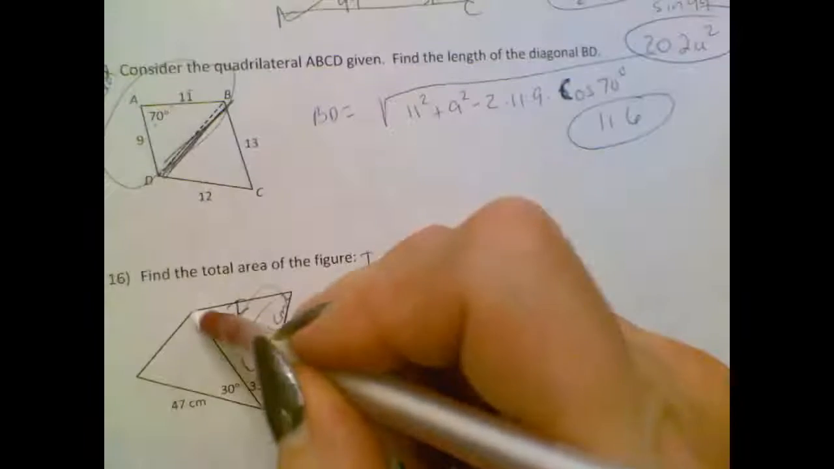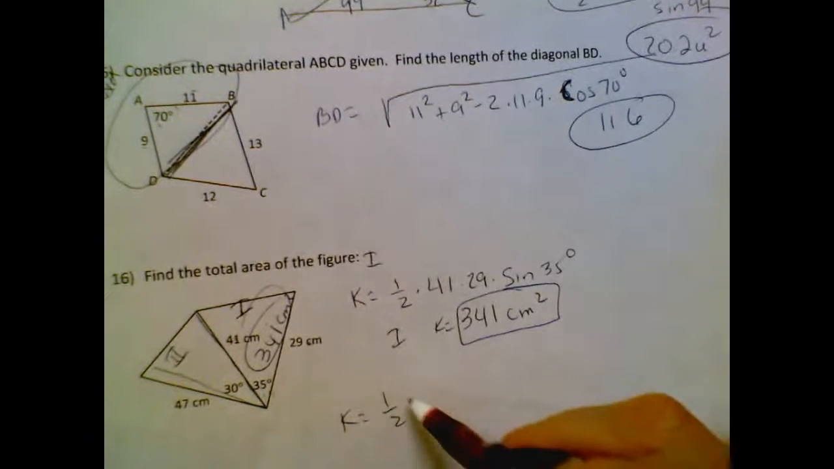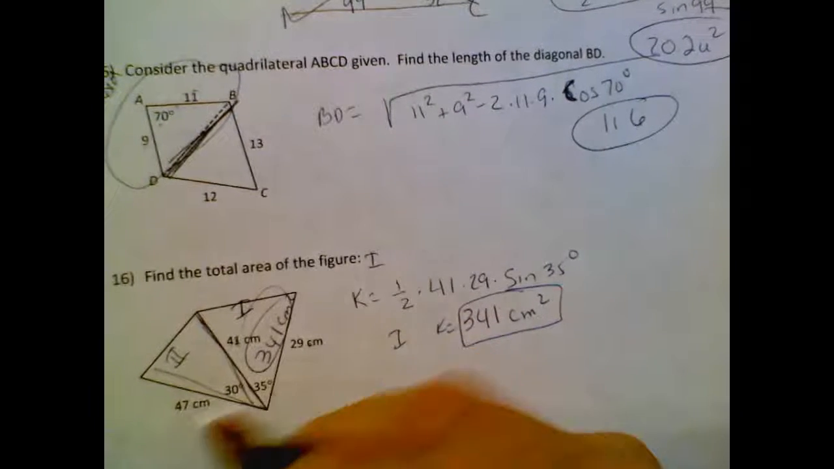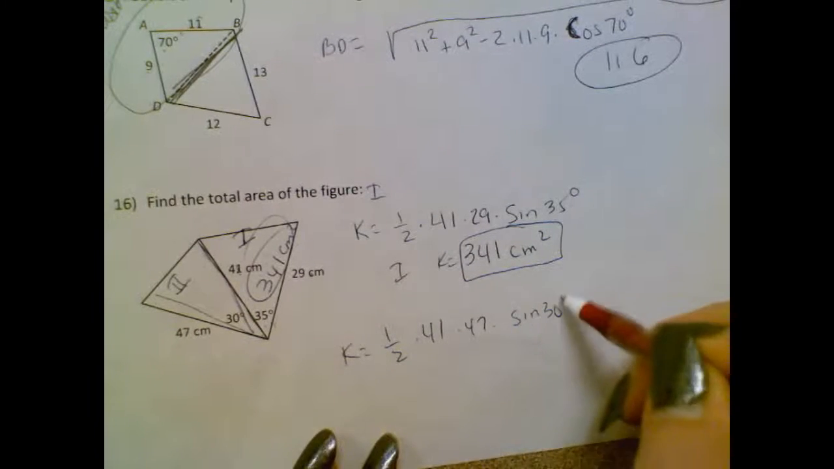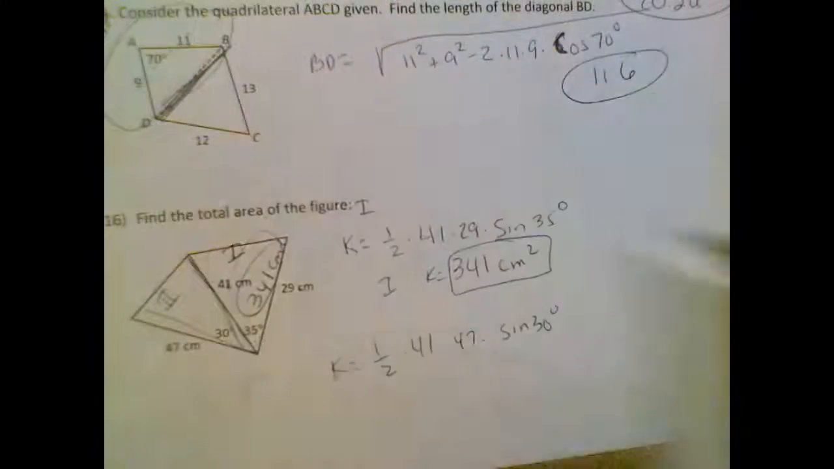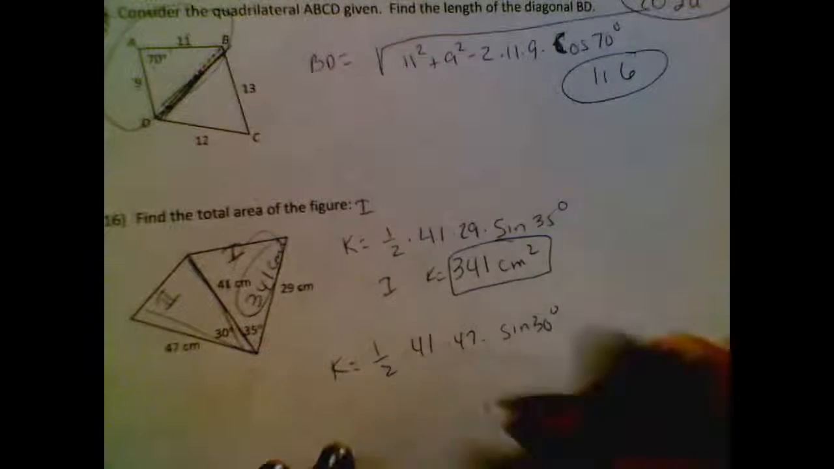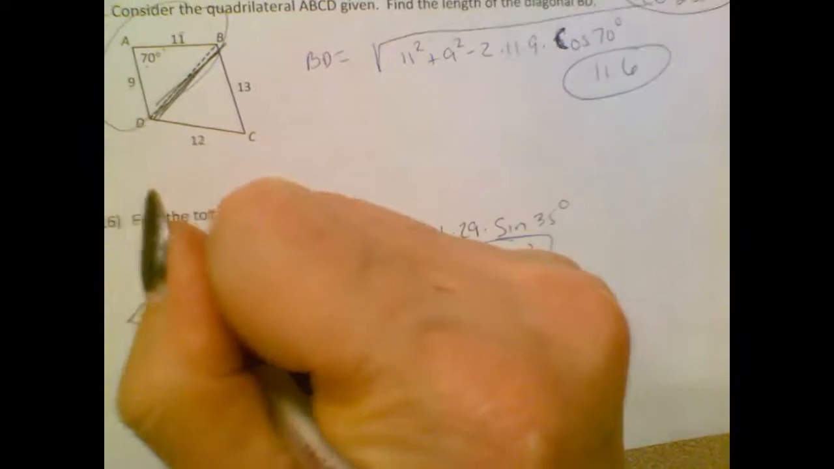Now, what do we know about the second one? We also know side, angle, side. So the area would be 1/2 side, and 41's in both triangles. You see this? 41. So that's this side. This is the other side, 47, times sine of 30. So we're going to go 0.5 times side times the other side times sine of 30. That's 481.75. So this one's 481.75.